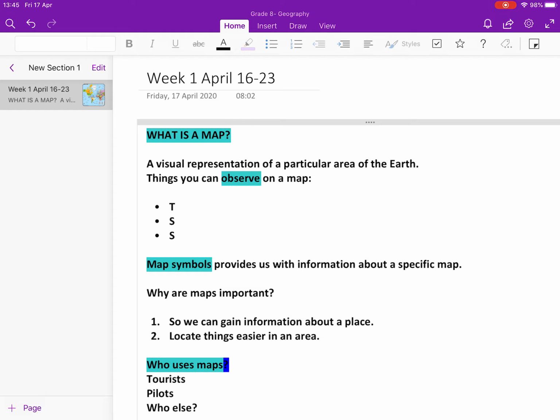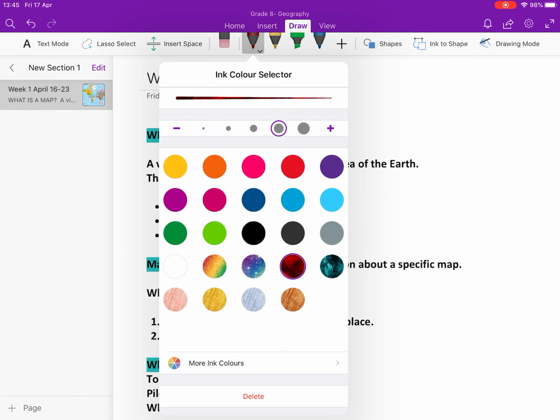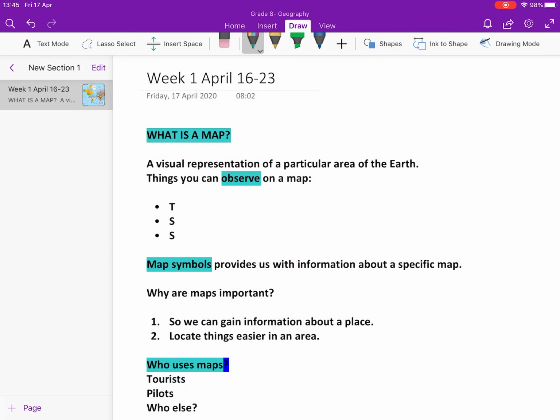When we look at a map, guys, there's certain things that we can observe. Let me just do this again. Okay, on a map we can observe certain things such as, I just wanted to pair the pen. Let's see, things we can observe. Okay, there we go. Now I'm with you.